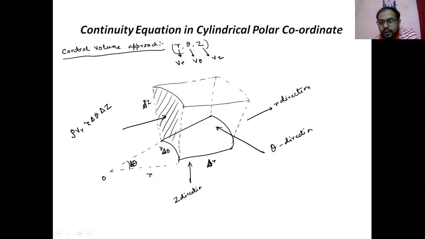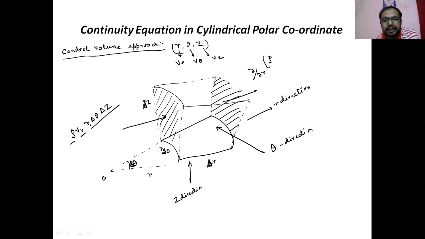So the flow rate into density, that is the mass flow rate. That's the mass in. What is the mass out from that portion? The mass out from that portion is the del r. The variation is along the r axis, del r of this total term.